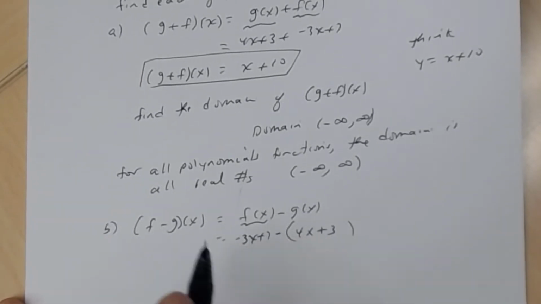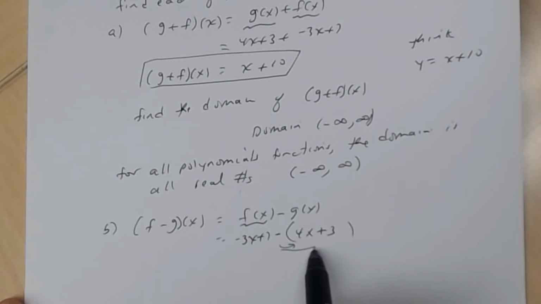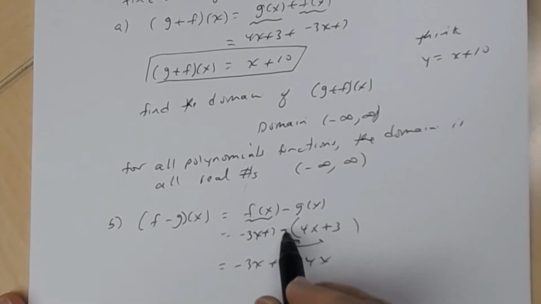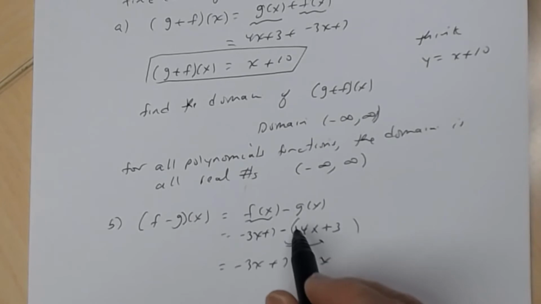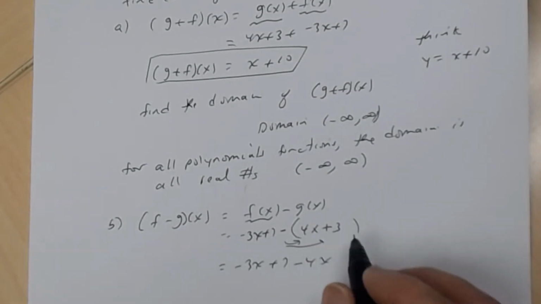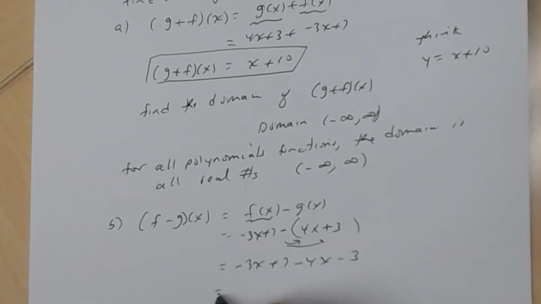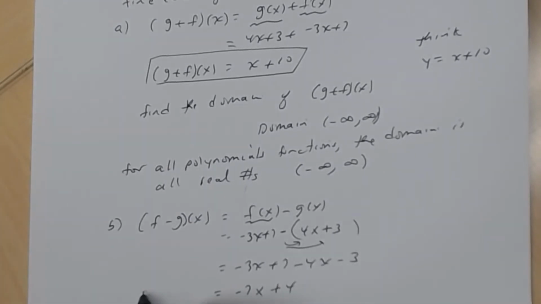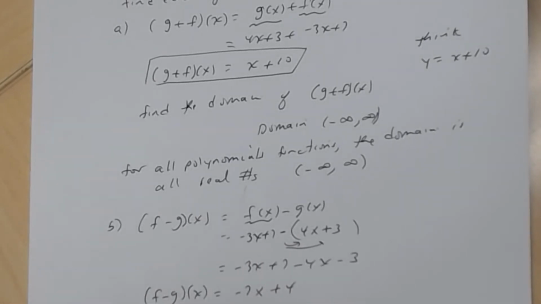Now the next thing we did was we got rid of the parentheses, so I distributed that negative through here. I get negative 3x plus 7 minus 4x, because if you think of this as negative 1, negative 1 times 4x is negative 4x. And then negative 1 times a positive 3 is a negative 3. Combining like terms, negative 3x and negative 4x is negative 7x. Positive 7 and a negative 3 is a positive 4. And so that is your function f minus g at x.